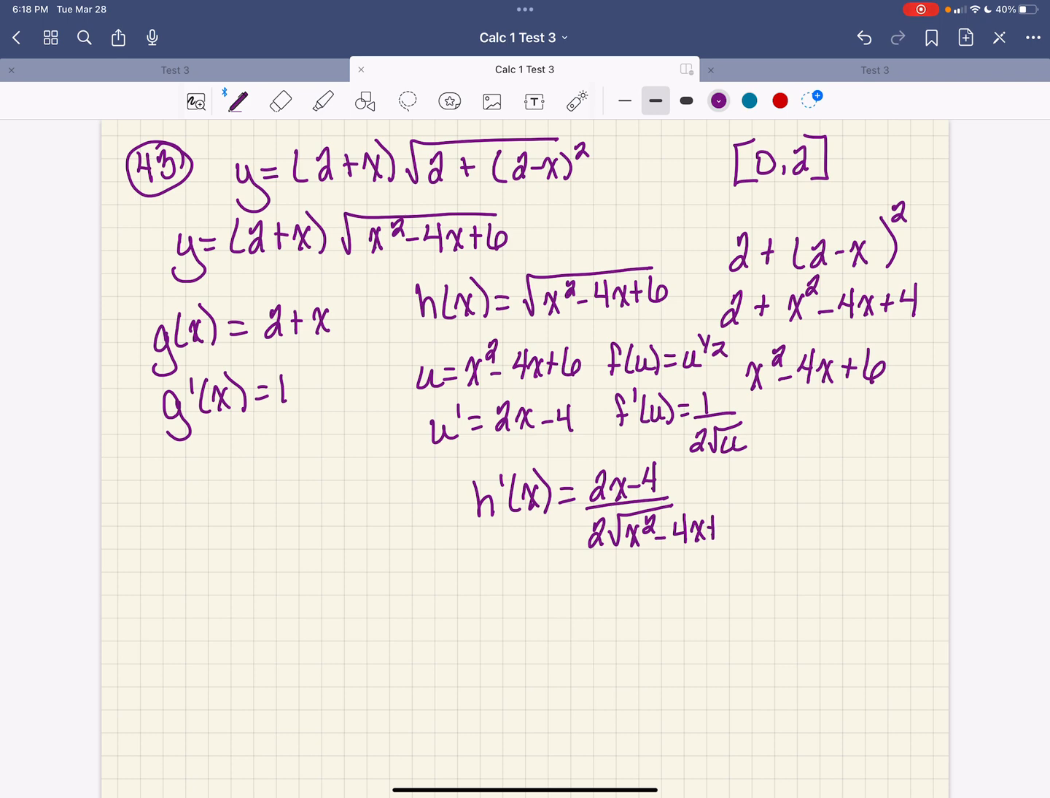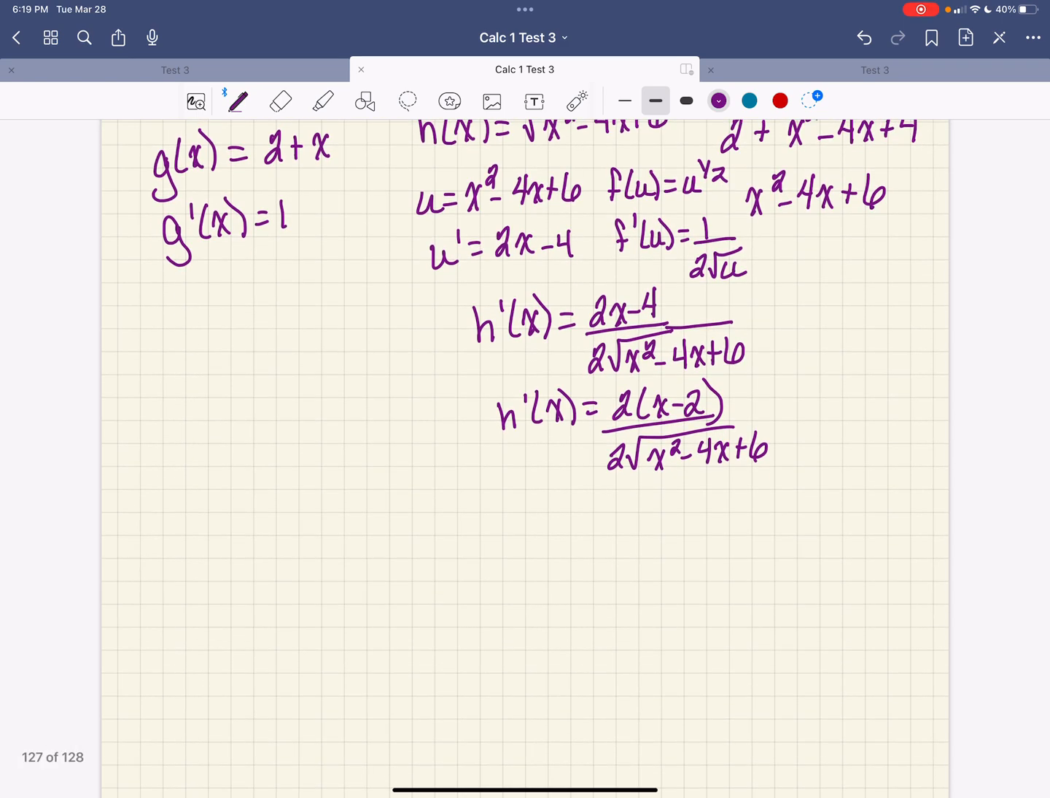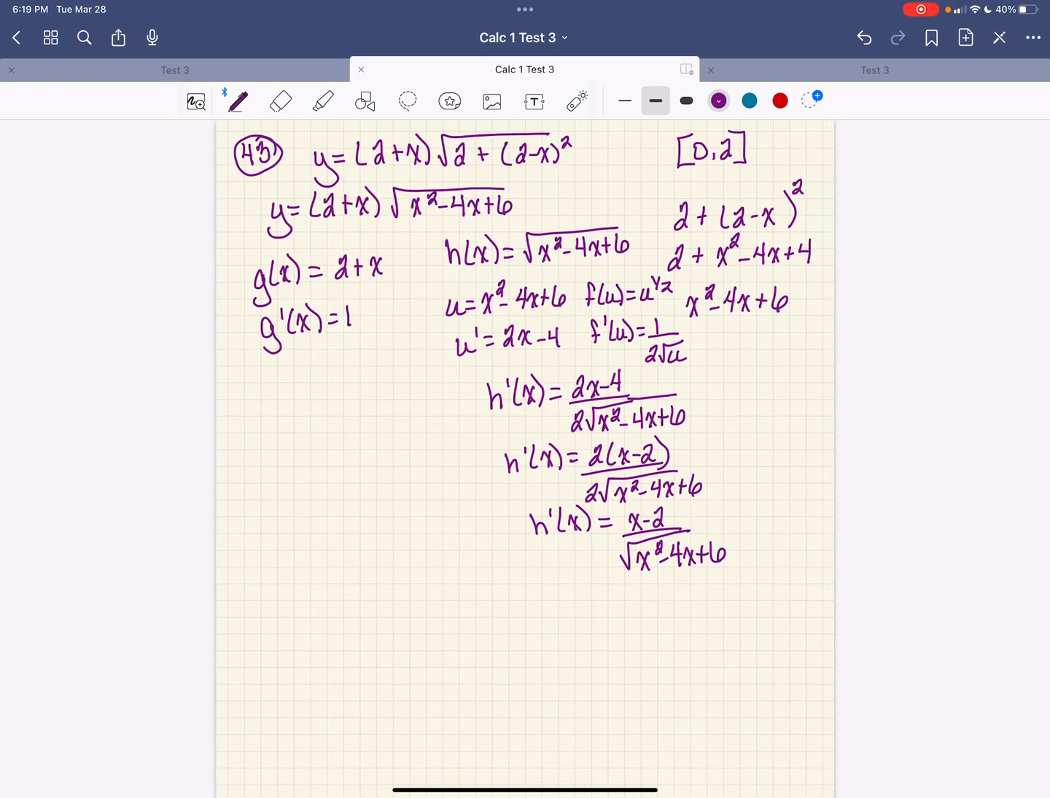minus 4x plus 6. Now I'm going to factor out a 2 right here. So that will give me h prime of x is 2 times x minus 2 in the numerator, and then I can cancel that with the 2 in my denominator. So then I will have h prime of x is x minus 2 over the square root of x squared minus 4x plus 6. All of that just to get to where we can do the product rule.